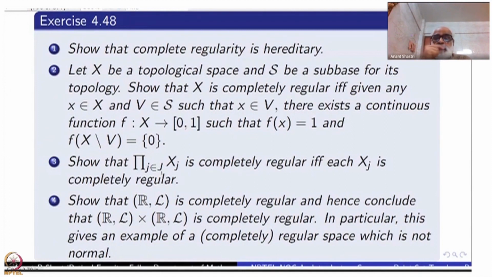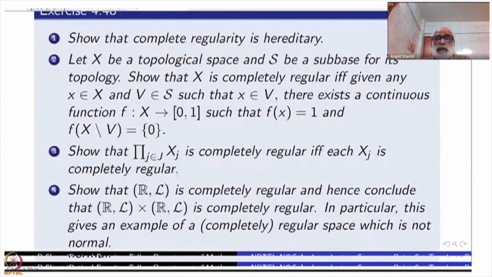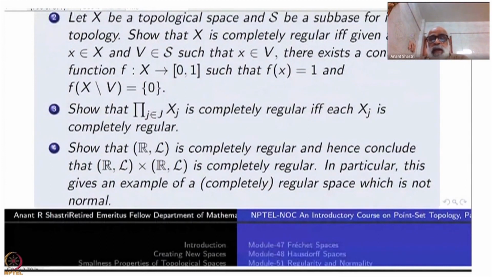Show that the product of completely regular spaces is completely regular. One way is obvious because of the hereditariness. After that, you show that the lower limit topology RL is completely regular, and hence conclude that RL cross RL is completely regular. In particular, this gives you an example of a completely regular space which is not normal. We just proved that it is not normal.